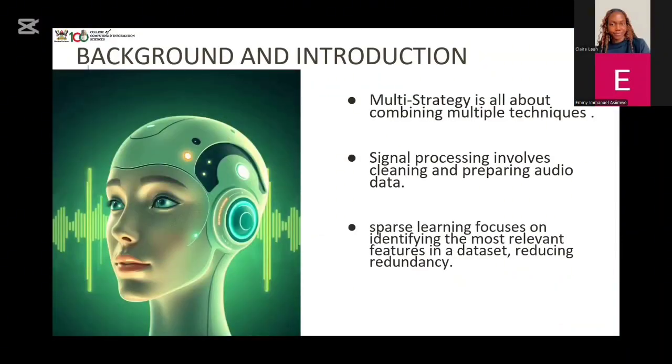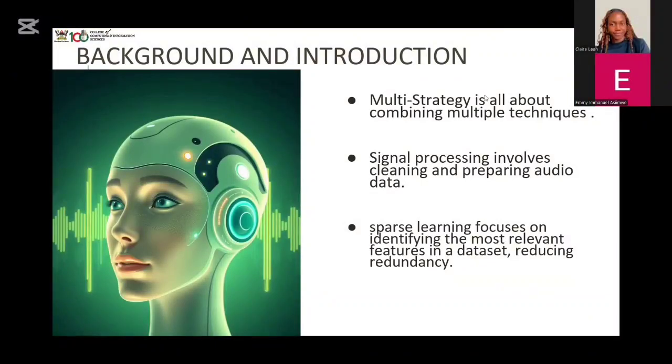Then here we have the background and we have the multi-strategy approach, and it's all about combining multiple techniques used to train a model in order to improve the model's robustness and performance across different voice conditions in the dataset used.